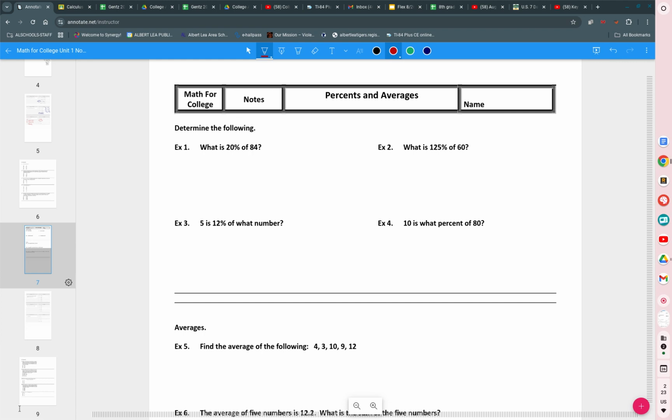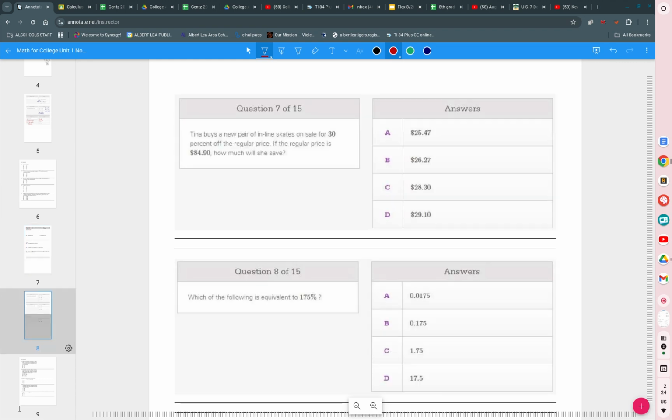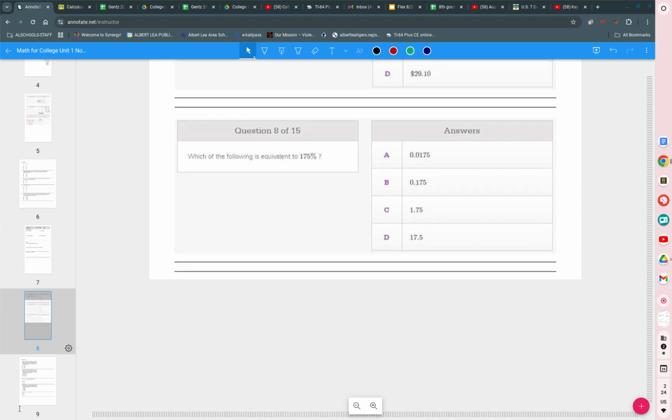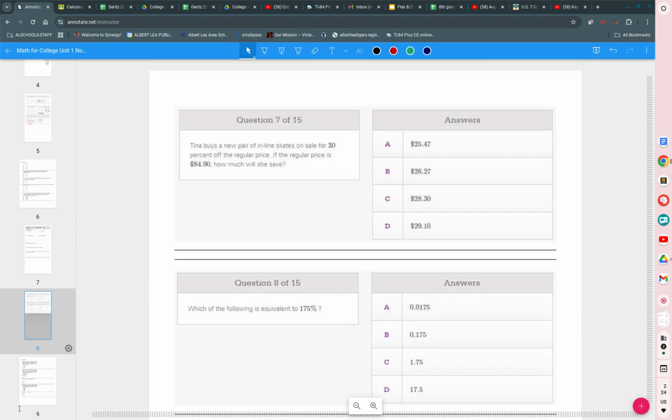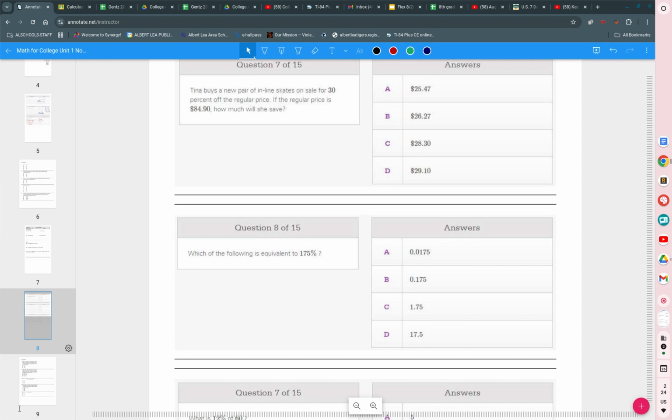All right, so these are our notes right here. Percentages and averages is what we're going to finalize today. But I want you guys to turn to this next page. It's question 7 of 15 and question 8 of 15, and then the one below it is question number 7 of 15 again. These are 3 problems that have something to do with what we are going to talk about today.